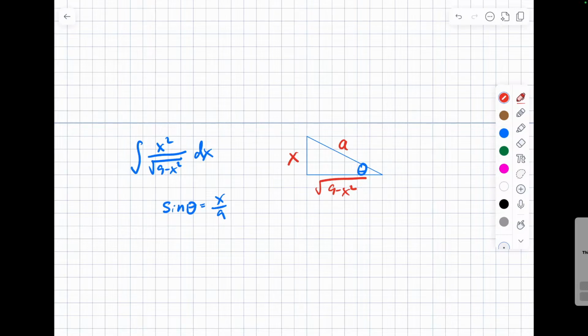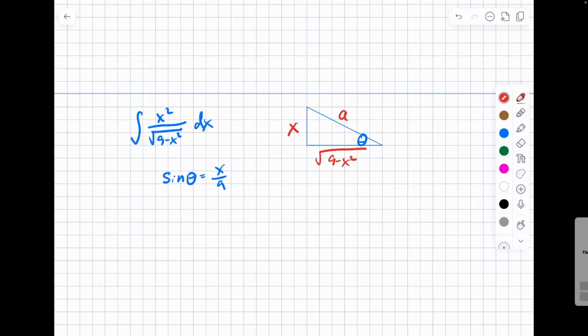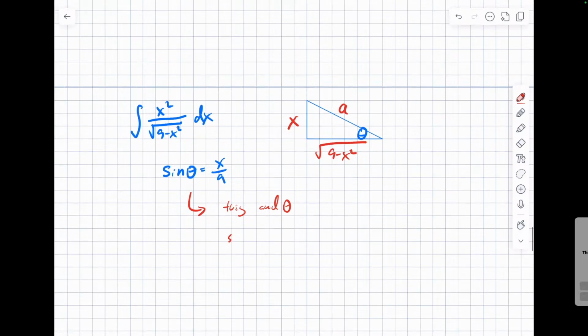So then you say, oh, okay, that's really reasonable. I can do this. Now what I'm going to do is substitute everything in terms of trig and theta. So everything into trig and theta. Then I'm going to start with this. Sine of theta equal to x over a.